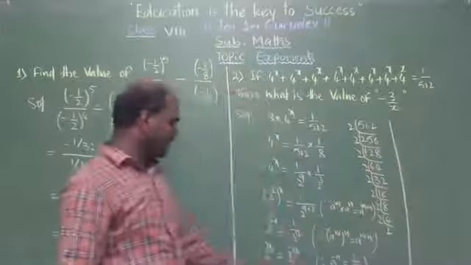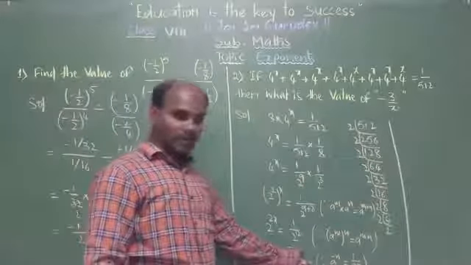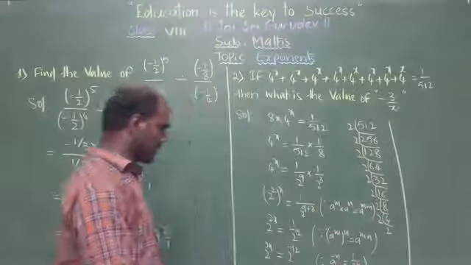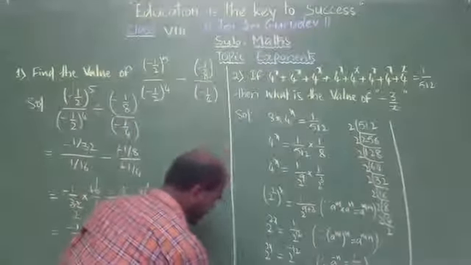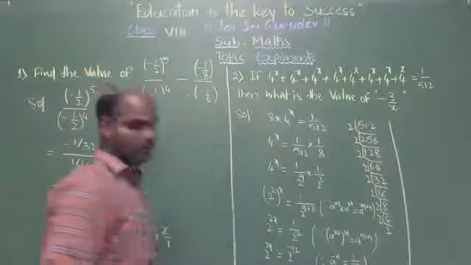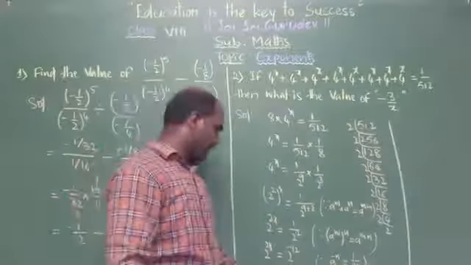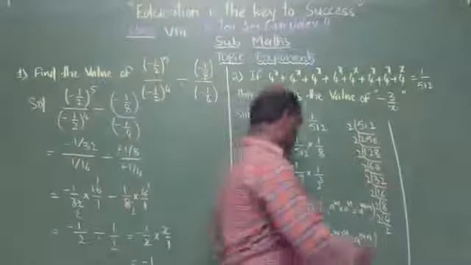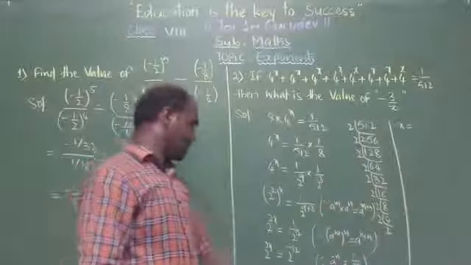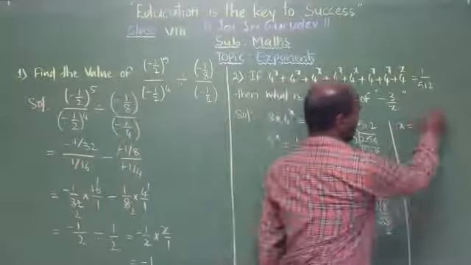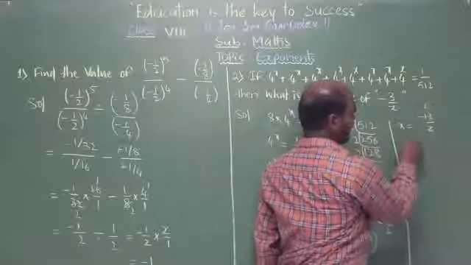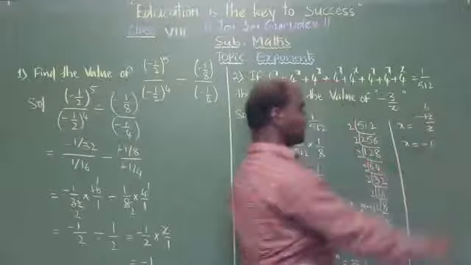What is the next step, children? Since bases are equal, the powers are also equal. Yes or no, children? So 2x is equals to minus 12. Next we should find the value of x, that is x is equals to minus 12 by 2. 2 1s are 2, 2 6s are 12, that is x is equals to minus 6.